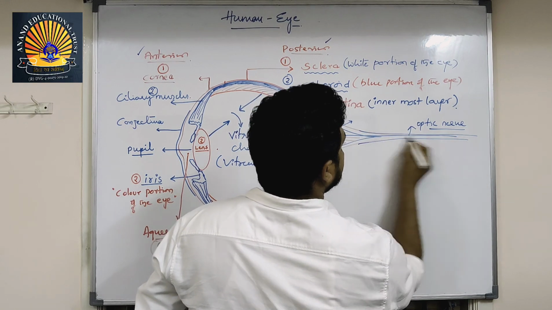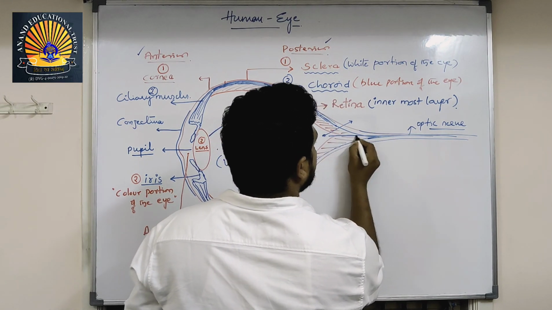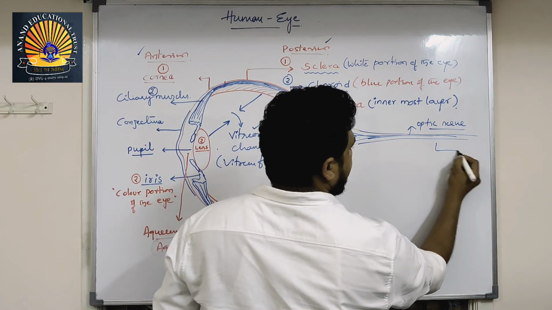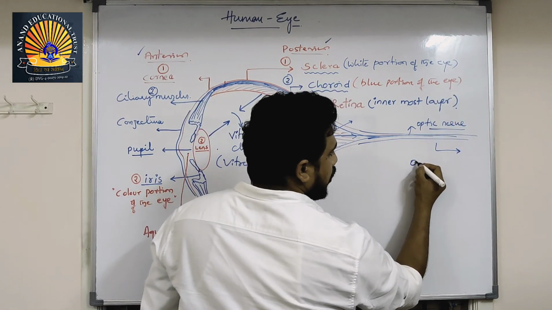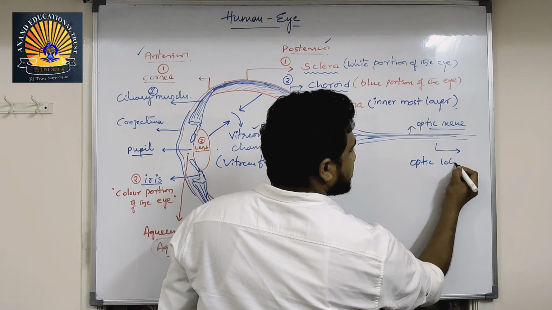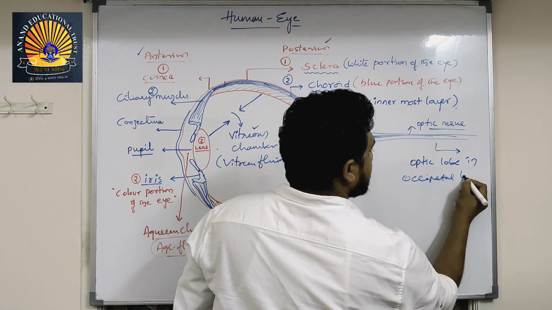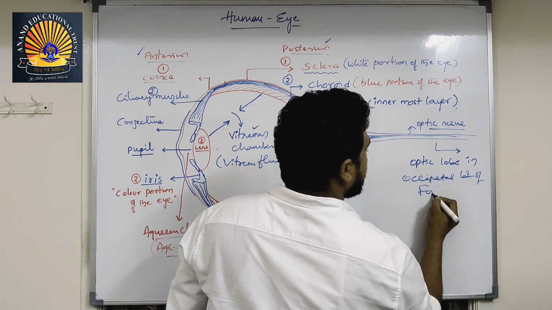But what I am saying here is that they are leaving from the blind spot. From the blind spot area, they are leaving. This is the optic nerve. The direction of the optic nerve is towards the optic lobe in the occipital region, the occipital lobe of the forebrain.